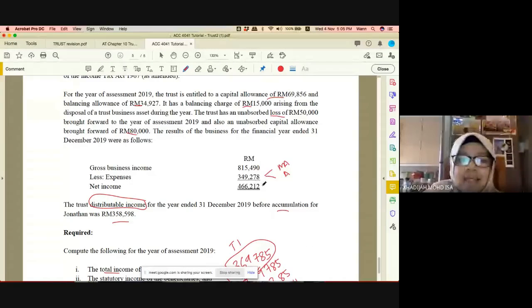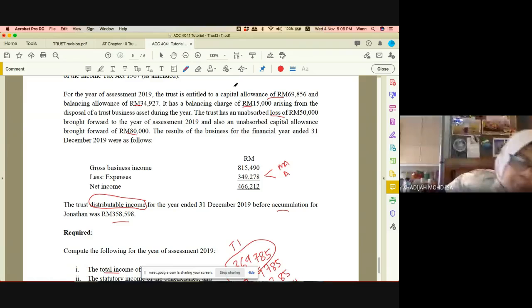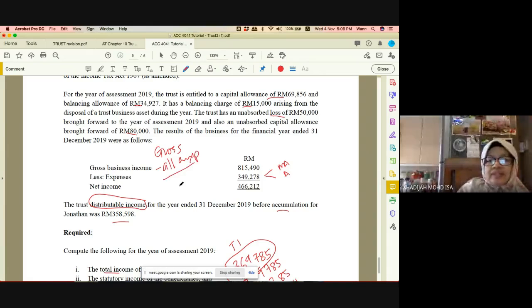You remember that this is all your business income, so you have to do adjustment for your business income. Given net income 466,212, there are two ways to do this. In computing your adjusted income, you can take your gross minus your allowable expense, then you get adjusted income. So you have to decide from all the expenses, and only compute the allowable expense.